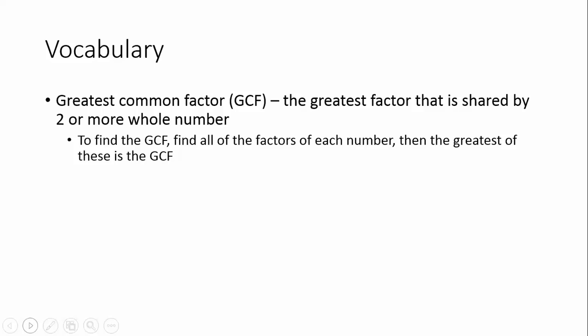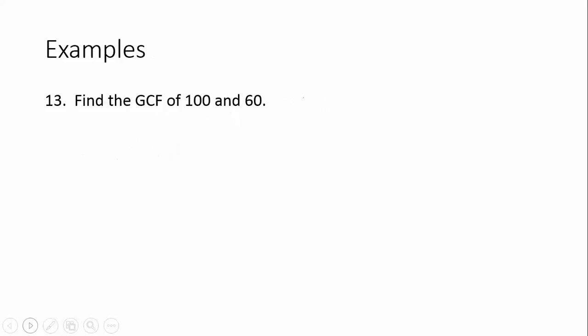Now we want to talk about the greatest common factor. The greatest common factor is the greatest factor that's shared by 2 or more whole numbers. To find the greatest common factor, we're going to find all of the factors of each number, and then the greatest of which is going to be the greatest common factor. So it's exactly what it sounds like. List the factors out for a series of numbers and find the largest one that they share.